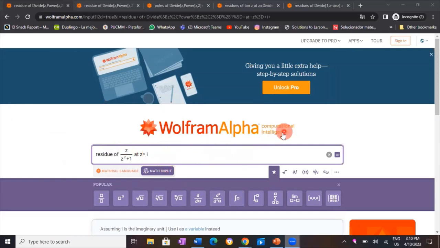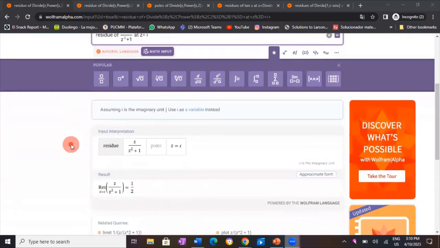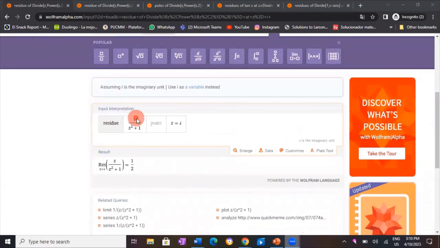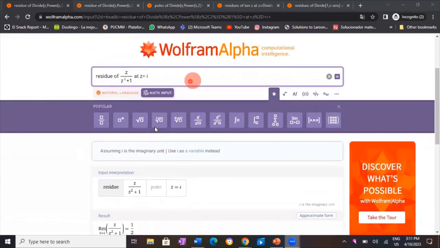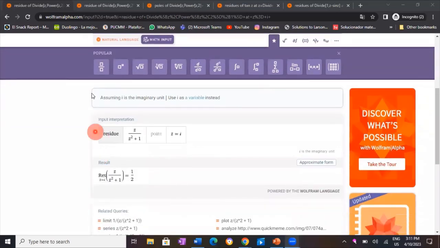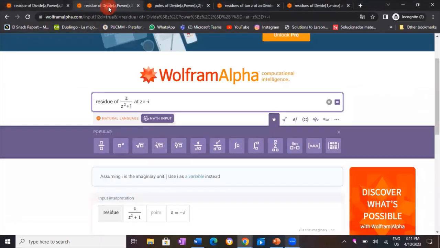After we do that, we're going to press enter, and then we're going to see that the residue of this function at that certain point is going to be 1/2. And we're going to do the same with the others. So it's basically more of the same. We just type in residue of and the function, and then we put a specific point that the exercise is telling us.